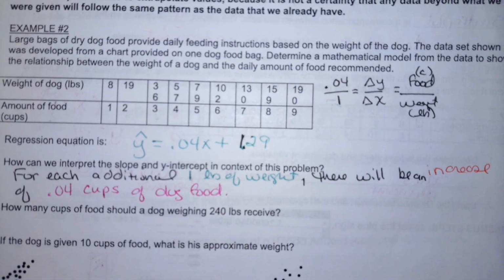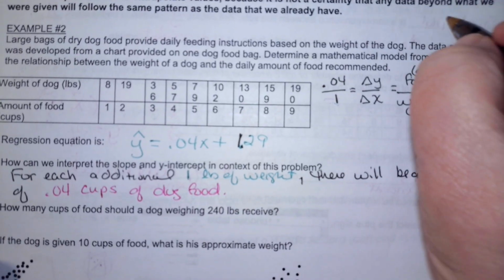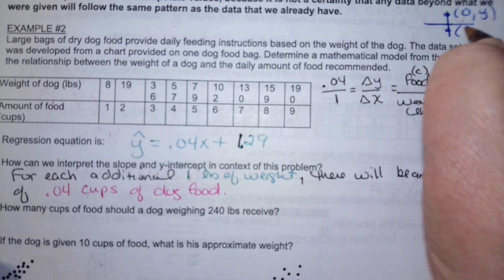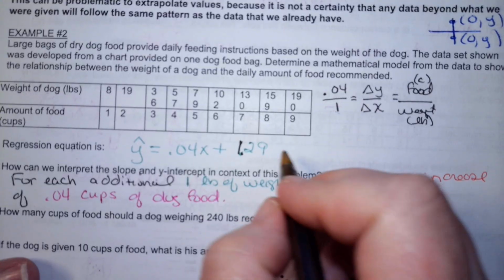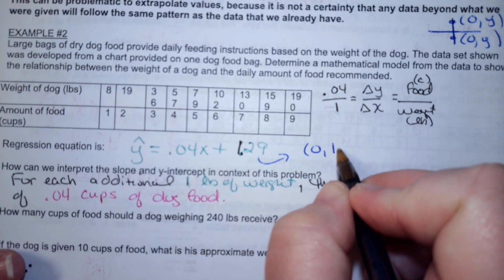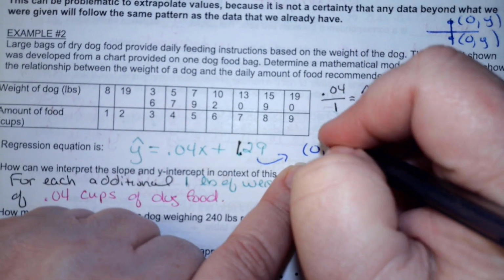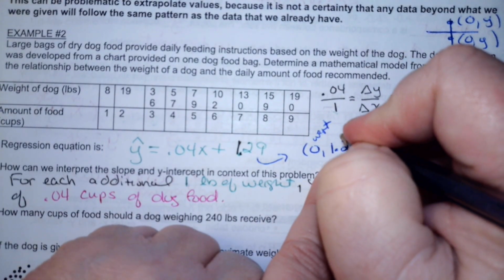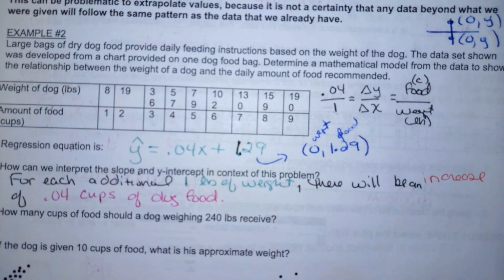Now we've got to do our interpretation of the y-intercept. And remember yesterday we talked about how when you have a y-intercept, every x value is always what? 0. So this y-intercept right here, that would be 0 and 1.29. All right, the x represents your weight, and the y represents your amount of dog food, right? The amount of food.